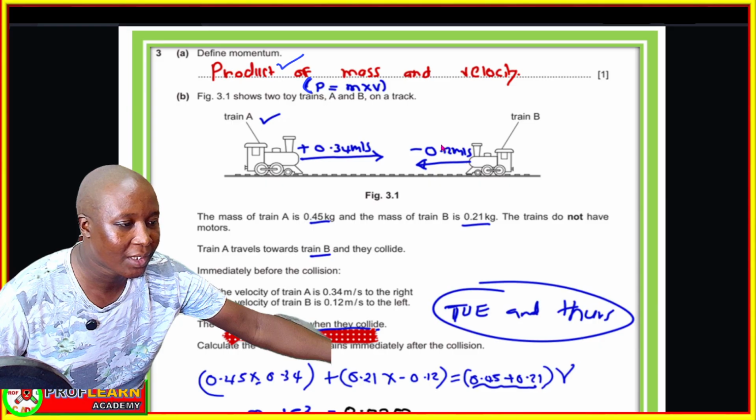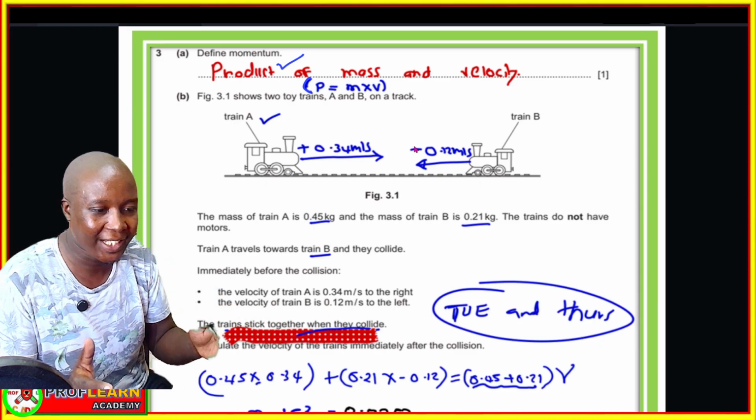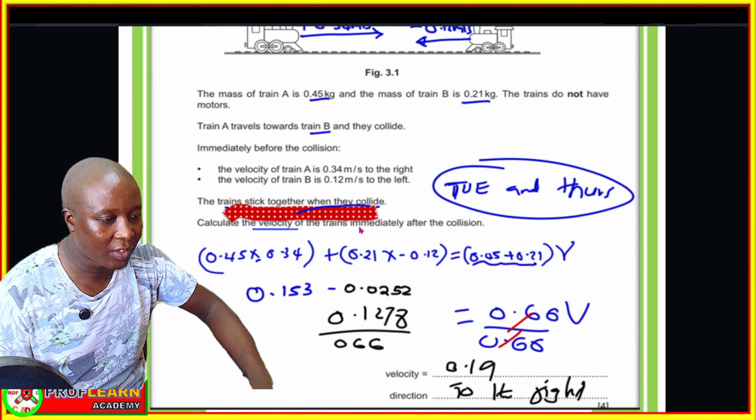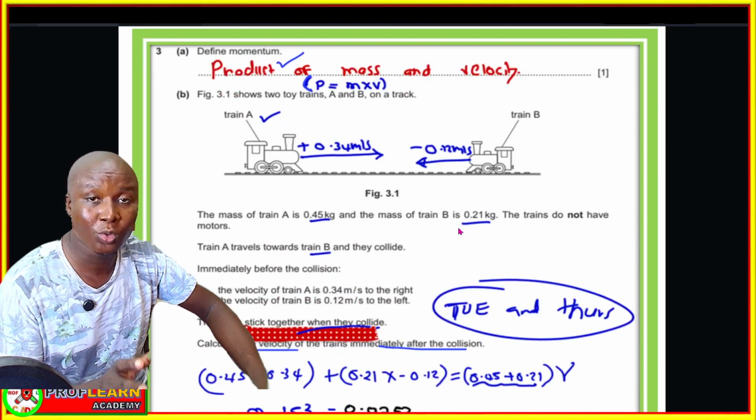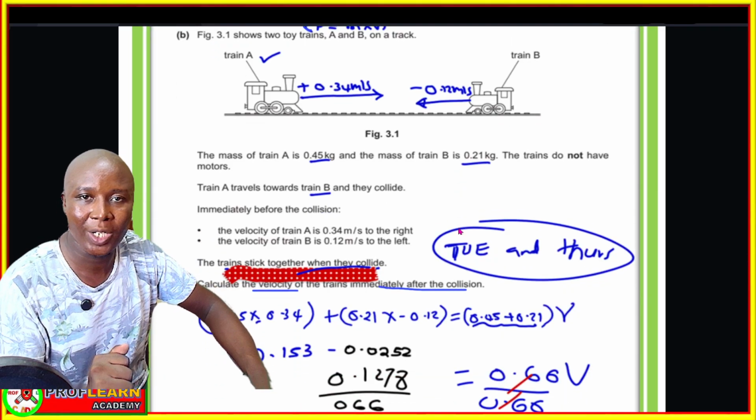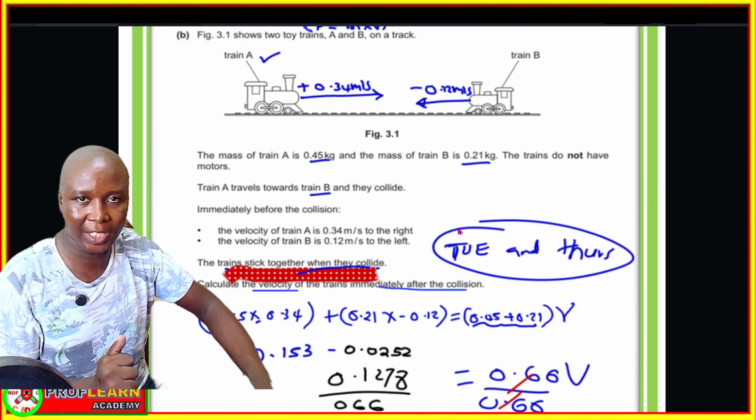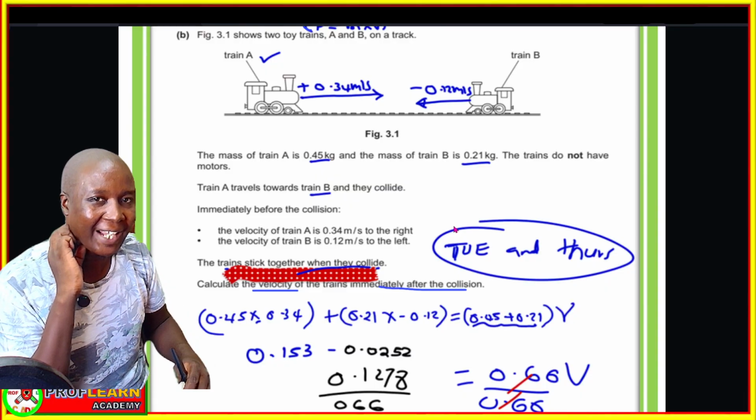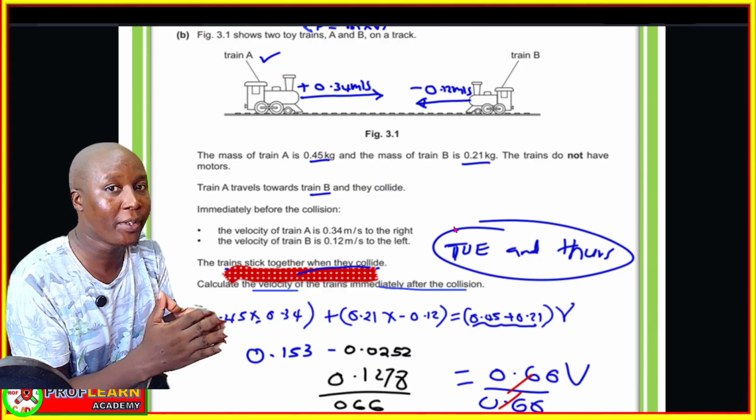Train B is moving this direction, so we take to the left as negative. Then once we have done that, we are supposed to calculate the velocity of the train immediately after collision. So we are going to use the concept that momentum before collision is equal to momentum after collision. Okay, now wait. They are going to collide and they will join together and move with a common velocity.